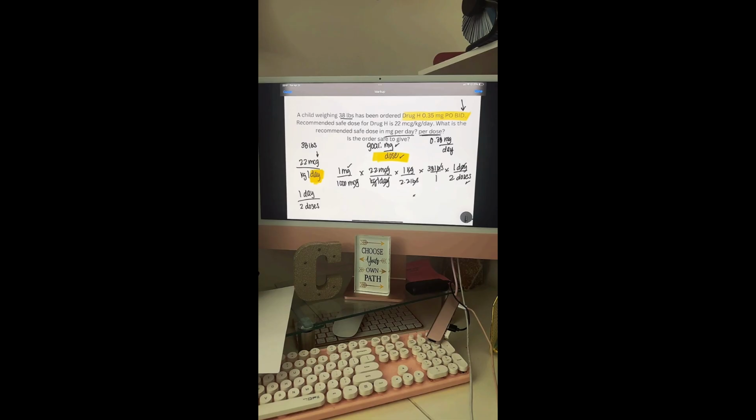So I got 0.19 milligrams per dose, okay?